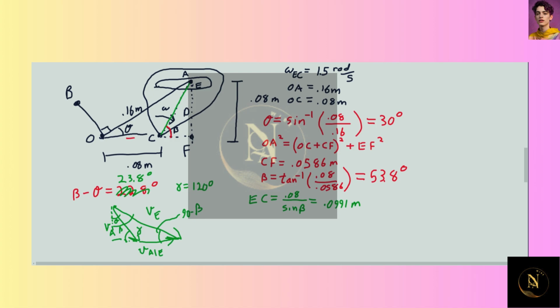So the next thing we can do is write an equation relating the velocities A and E. So we have VA equals VE plus VA with respect to E. We can say that the velocity VE equals the length EC times its angular velocity omega EC, which should give us about 0.149 meters per second.